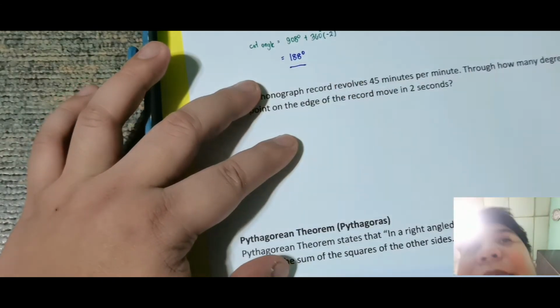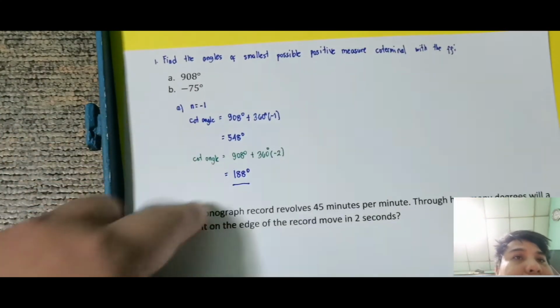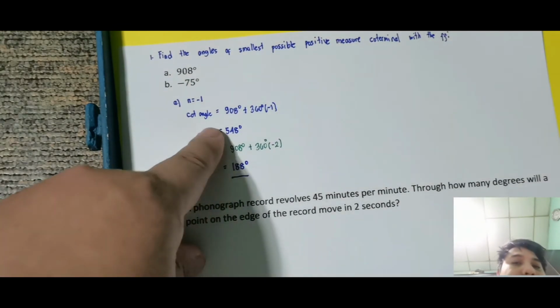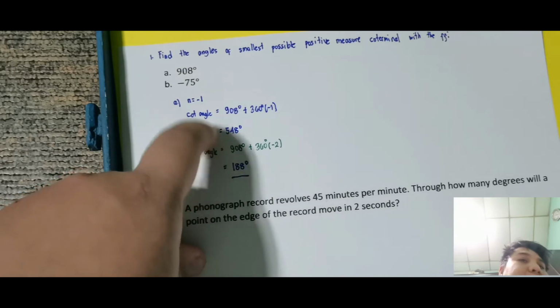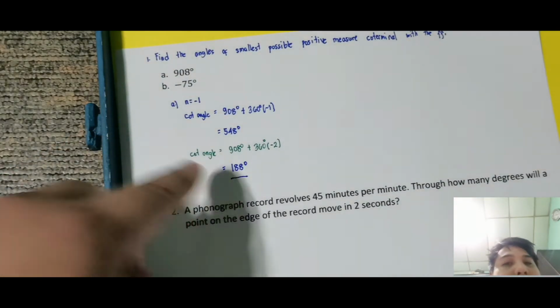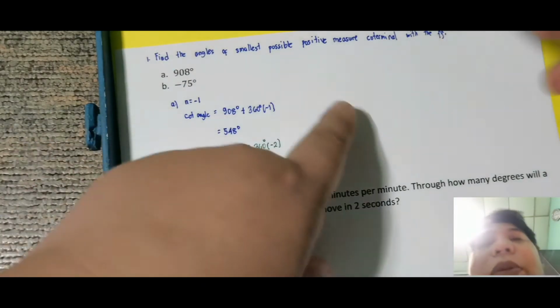Kasi siya yung smallest possible positive measure na coterminal angle. So, meaning, pag nag-add ka ng 360, coterminal si 548. Pag nag-add ka pa ng 360, coterminal na si 908. Ayun ang ibig sabihin niyan. Okay, pero ito yung hinahanap na sagot, kasi smallest possible positive measure. Okay, so for B.